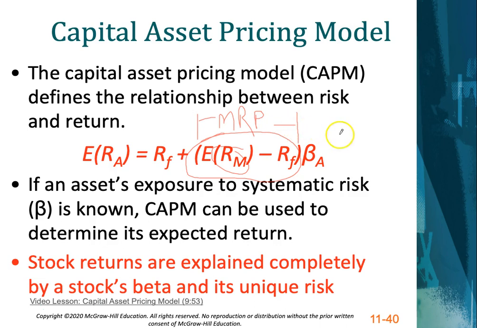So if we know beta, if beta is known, we can use the capital asset pricing model. And a fundamental tenet of this model is that a stock's returns are completely explained by beta plus unique risk.